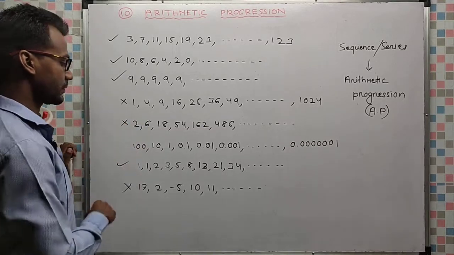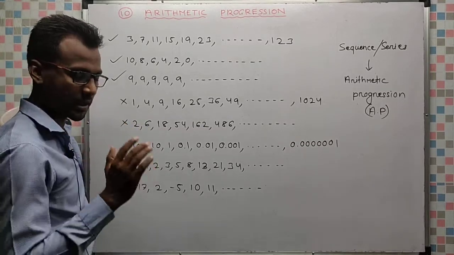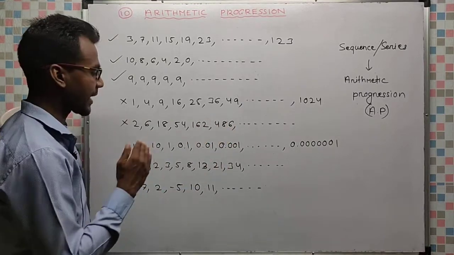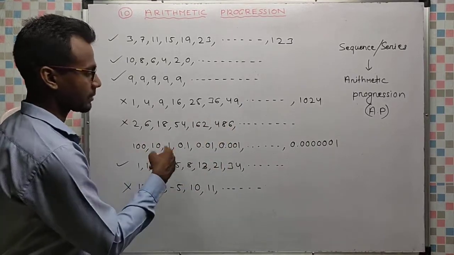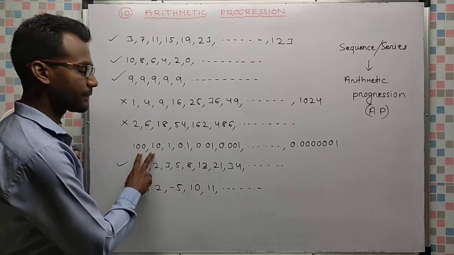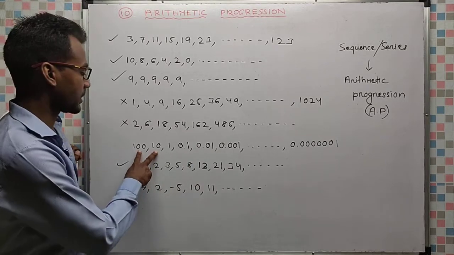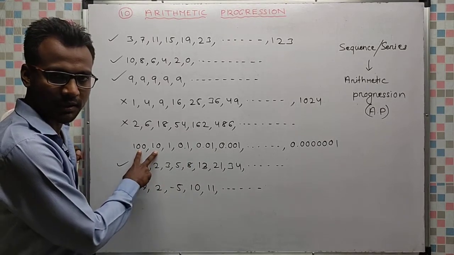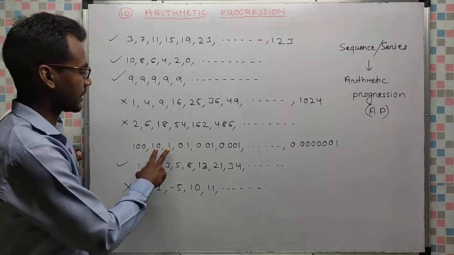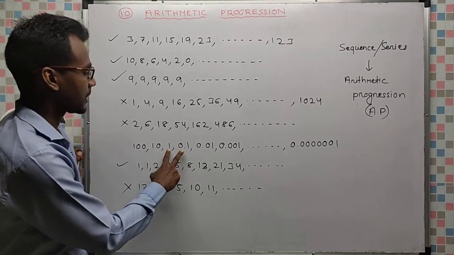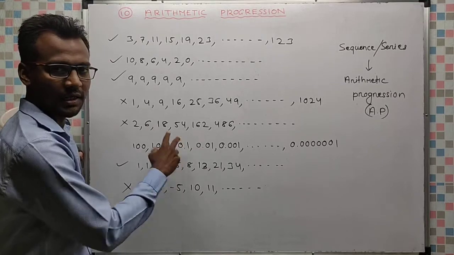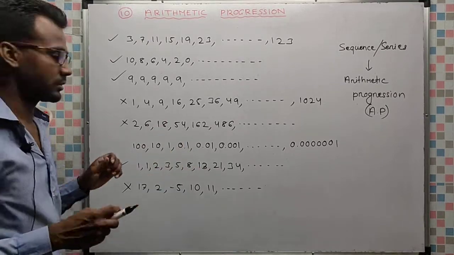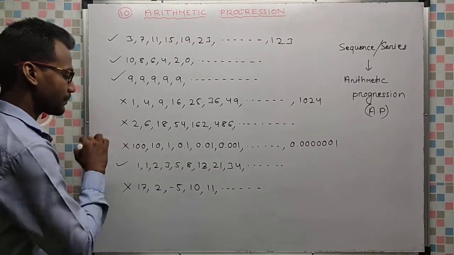See this one. This is also a sequence because I have written these numbers following a certain rule. Divide by 10. Okay, by 10, by 10, by 10. But see the difference, it is not constant. Here the difference is 100 minus 10, that is 90. Here the difference is 9. Here the difference is 0.9. It is changing. So it is a sequence, but it is not an AP.